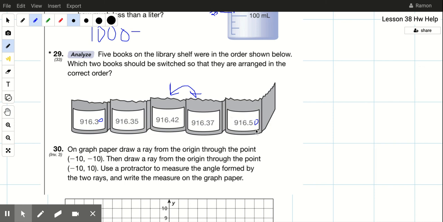Now, if you're looking at it that way, then yeah, you might think we need to move some things around. But look at the number before it: 30, 35, 37, 42, then 50. Switching those 2 books will give you the correct order.